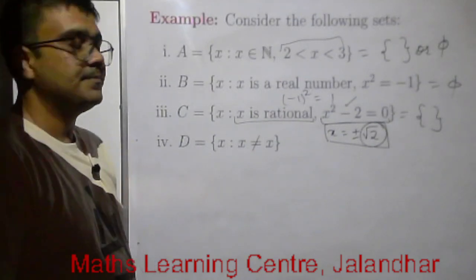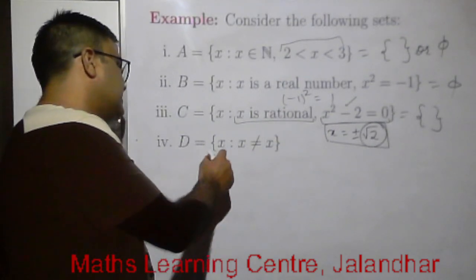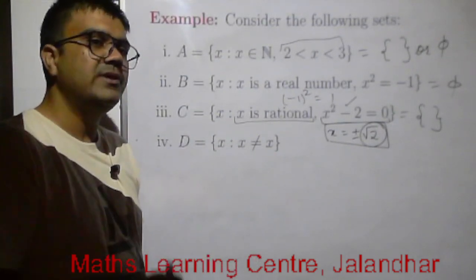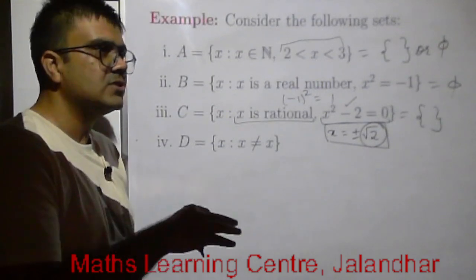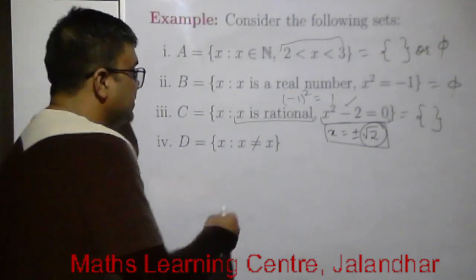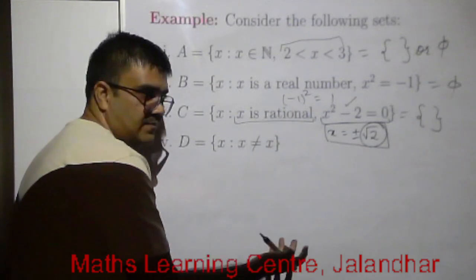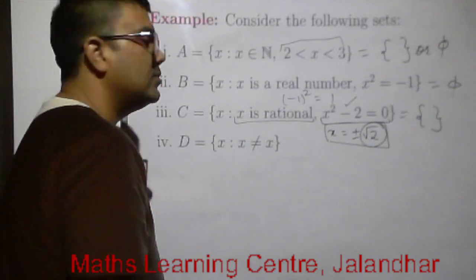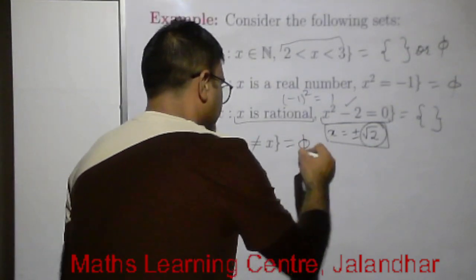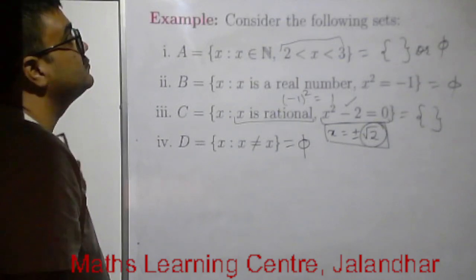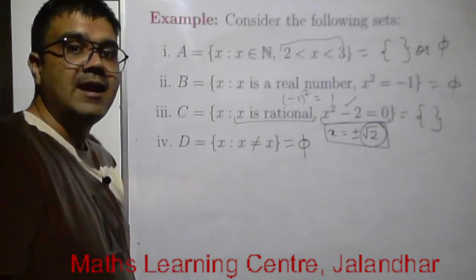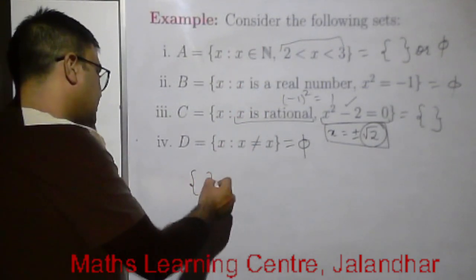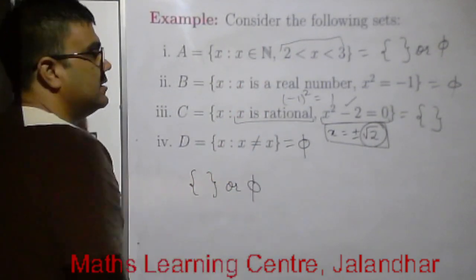There is no element over there. Next, set D is there: x such that x is not equal to x. Can there be any number or anything which is not equal to itself? We are restricted to numbers over here, particularly the real numbers. So every real number is equal to itself. It means there is no real number which is not equal to itself. So clearly this set is also an empty set. So these are some examples related to the empty set. Empty set means the set having no elements. You can represent it with the empty brackets or the symbol phi.